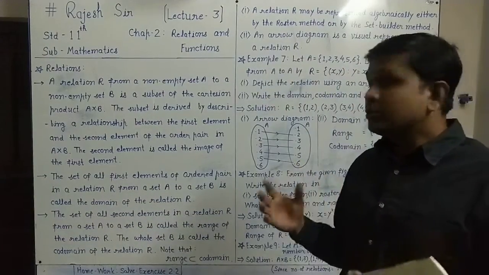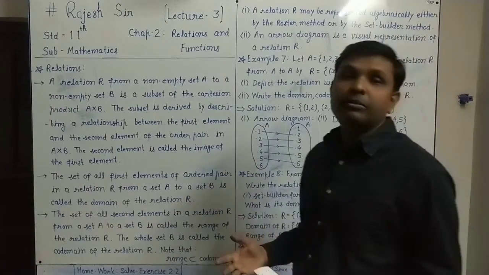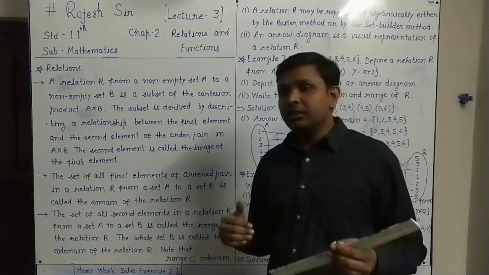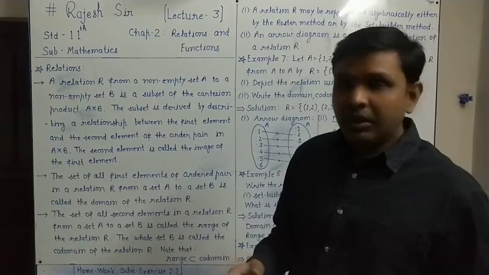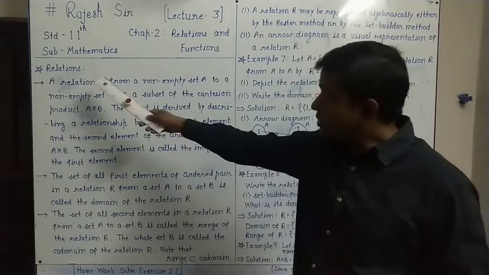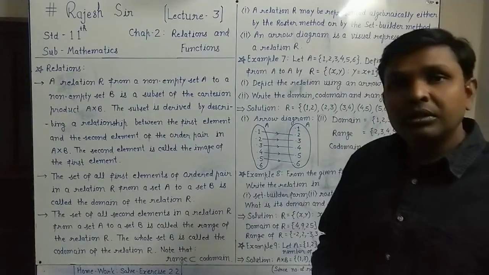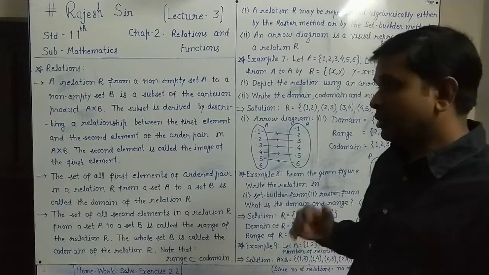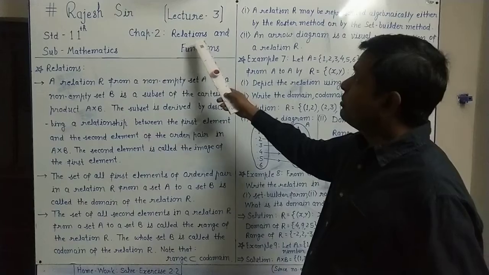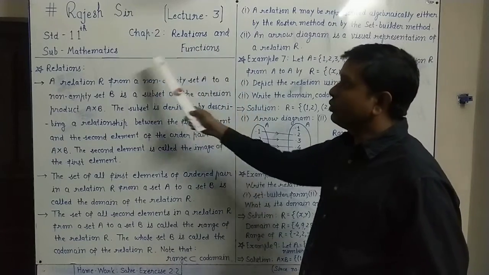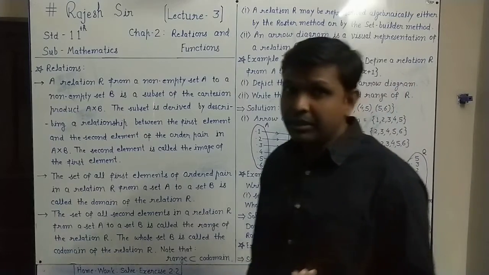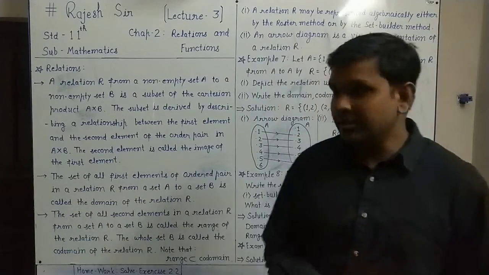In the first two lectures we have seen what is the Cartesian product of two given sets, how to find it, and what are the domain, codomain and everything. Here we will define the relations over the Cartesian product, relations on the Cartesian products. As the chapter name is relations and functions, we are going to understand relations first on the basis of the knowledge of Cartesian product that we have seen in the last two lectures.